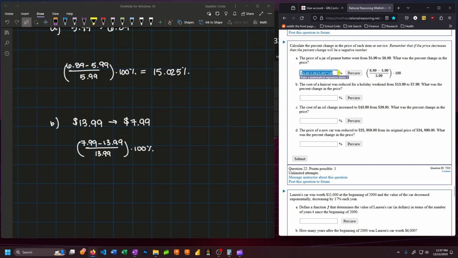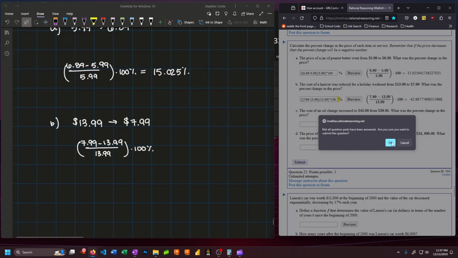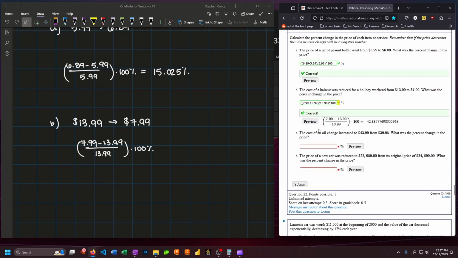So I could just copy this entire expression here, just replace the numbers. 7.99 minus 13.99 over 13.99 is negative 42.9%. These are right.